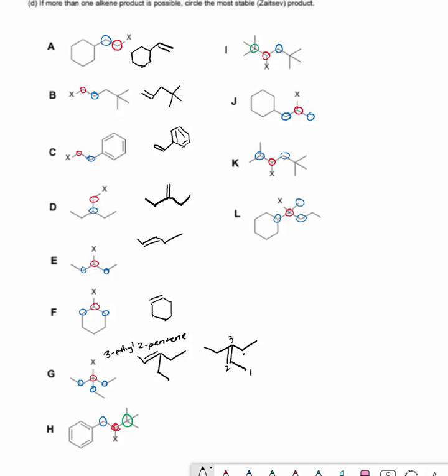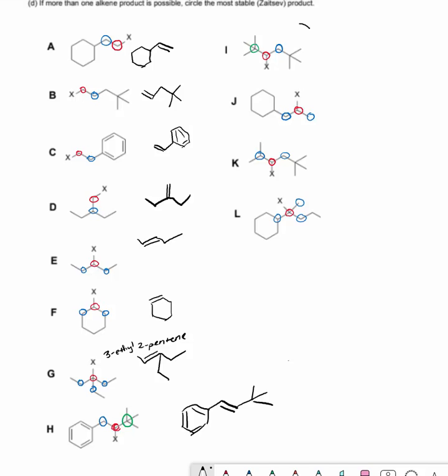Well, what about this one? 1, 2, 3, 4, 5. This is 2-pentene and 3-ethyl. So it's the same compound. These 3 beta carbons are chemically identical. They will only form the one product. For H, we can only form the one product as well. And we can only form that one product because there's only one beta carbon that has a beta hydrogen. We can't remove a hydrogen that's not there, so this is the only product that we can form.